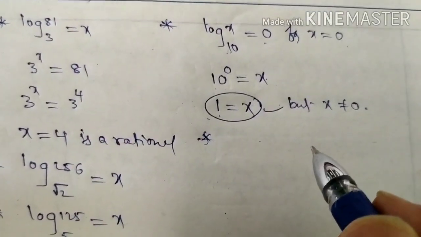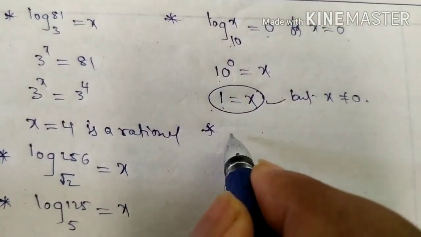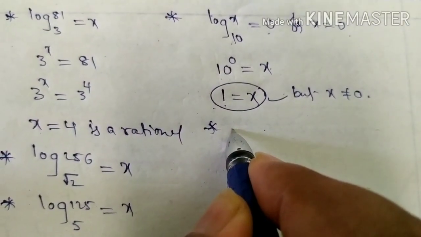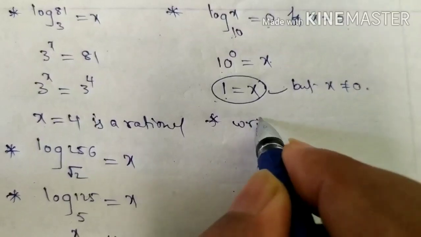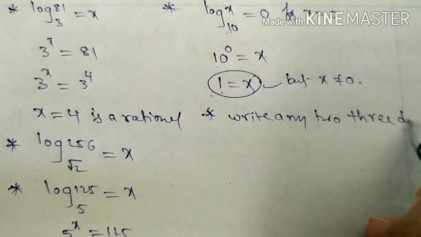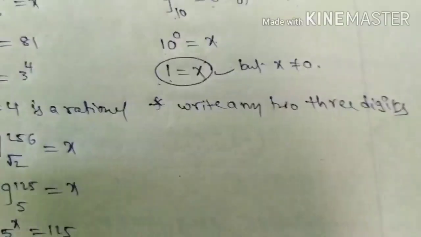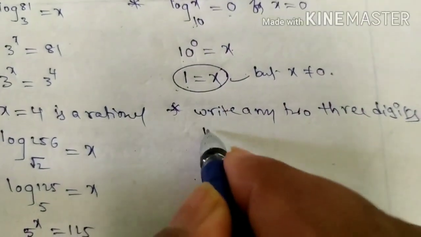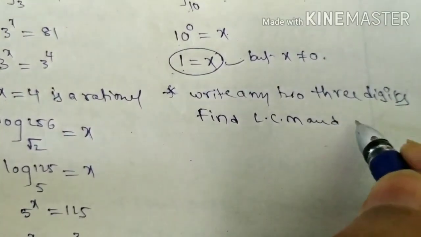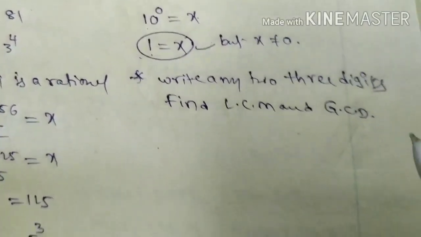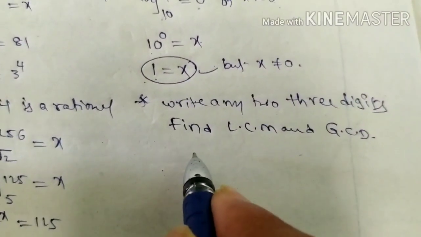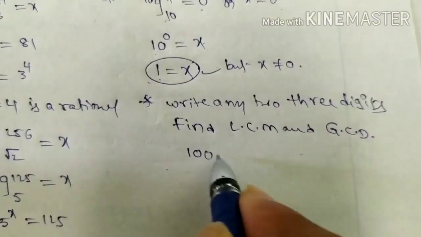Next, write any two 3-digit numbers and find LCM and HCF or GCD. Better you can take your own any two numbers. I am taking 100 and 200.